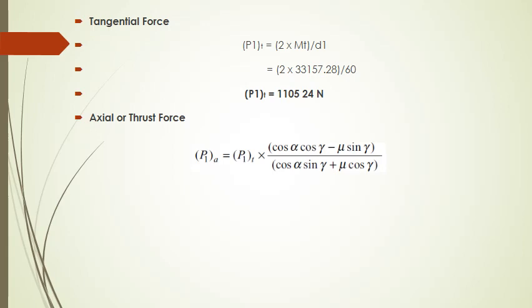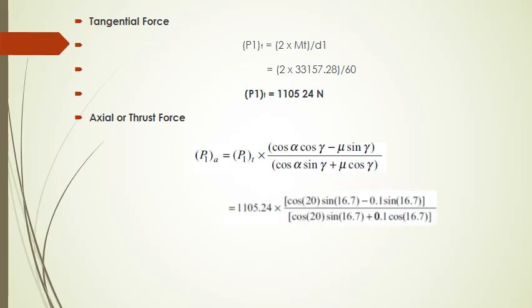Now axial or thrust force is given by P1A is equal to P1T into cos alpha into cos gamma minus mu sin gamma divided by cos alpha sin gamma plus mu cos gamma. Therefore substituting the values, 1105.24 into cos of 20 into sin of 16.7 minus 0.1 into sin of 16.7 divided by cos of 20 into sin of 16.7 plus 0.1 into cos of 16.7. Therefore we are getting P1A is equal to 2632.55 Newton.